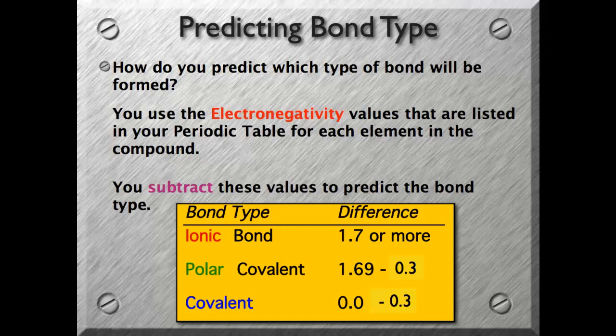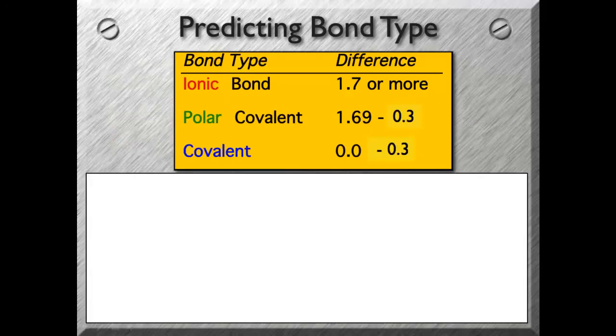For the most part, in our use, we're going to believe that a metal and a nonmetal will always be ionic. Polar covalent occurs between two nonmetals, and it will have a difference of 0.3 to 1.69. A covalent, just a standard covalent bond, is a difference between 0.0 and 0.3. So let's take a look at a few examples.